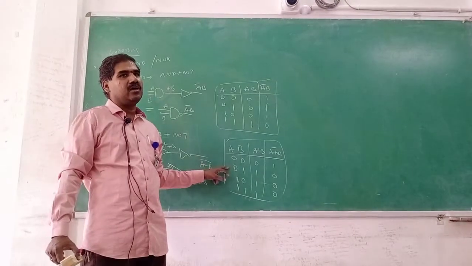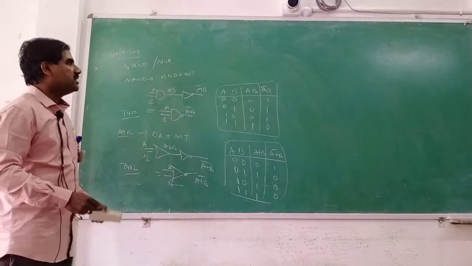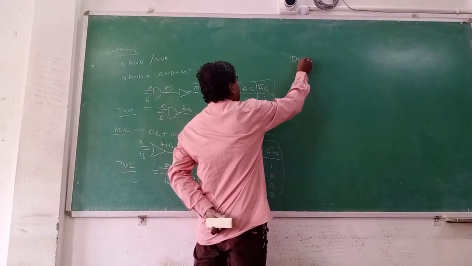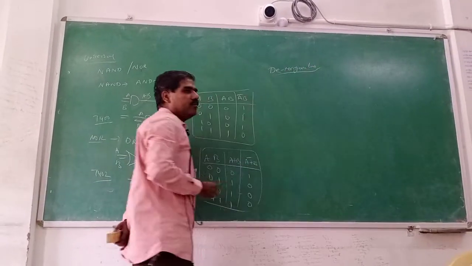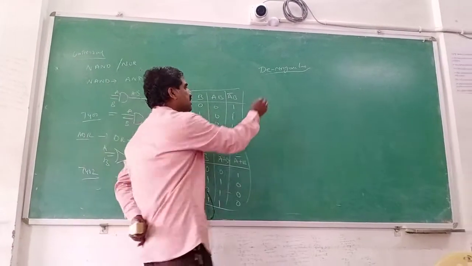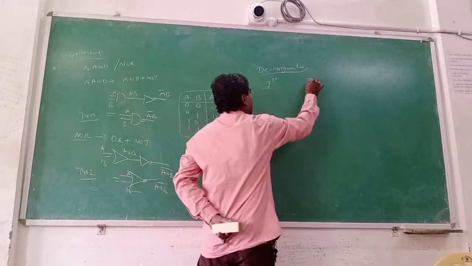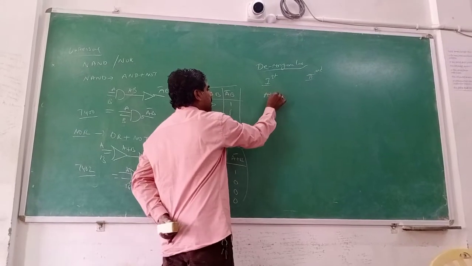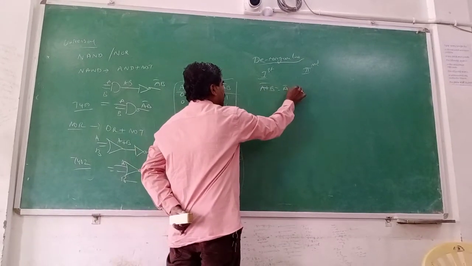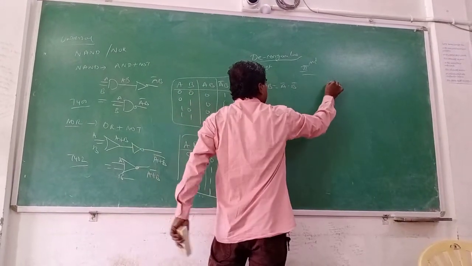These are the basic gates. Another more important topic is De Morgan laws. De Morgan laws are classified into 2 types: first law, another one is second law. First law means A plus B bar is equal to A bar dot B bar. A B bar is equal to A bar plus B bar.